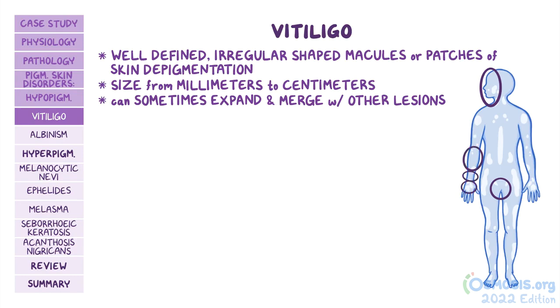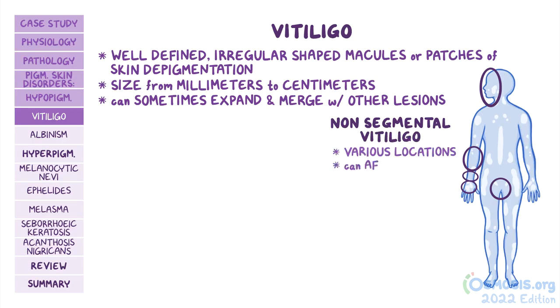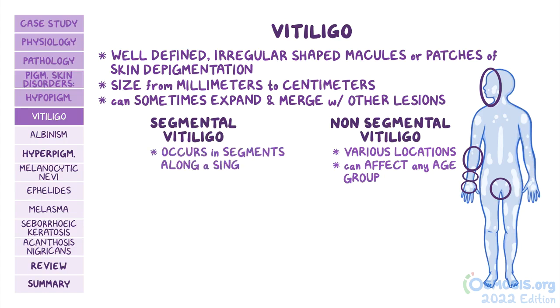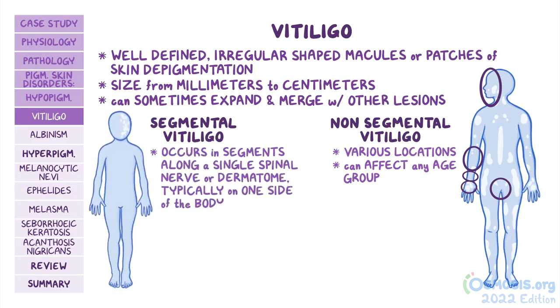Vitiligo can be classified according to the location affected. The most common type is non-segmental vitiligo, which occurs at various locations that are often symmetrical on both sides of the face and body, and this can affect any age group. On the other hand, segmental vitiligo occurs in segments along a single spinal nerve or dermatome, typically on only one side of the body, and mostly affects children.